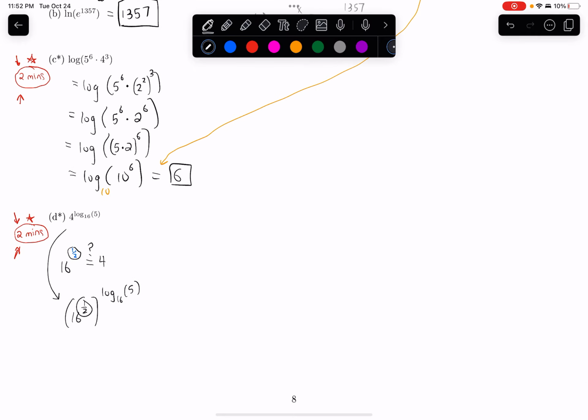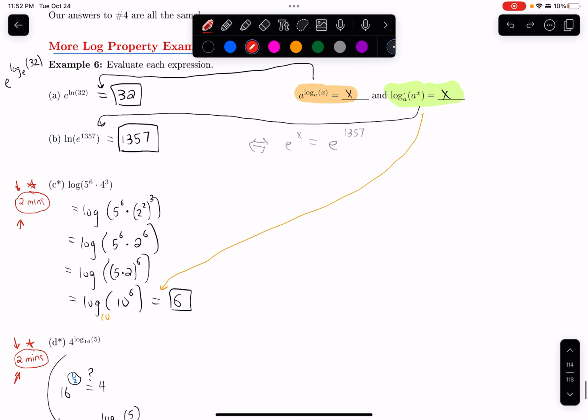Well, now what I have is a power to another power. So the powers get to multiply. So this gives me 16 to the 1/2 times log base 16 of 5. Can I cancel them now? Can I cancel the 16 and the 16 because they're the same? Well, unfortunately not, because there's a number in front of the log, right? In this log property, there's no number in front of the log.